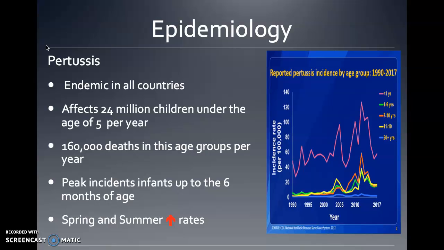And as we see on this pink line, which shows the kids under 1 year of age, the incidence is higher in this age group. Also there was a high peak in 2000, after 2010 it declined a little bit, and now another peak is happening.